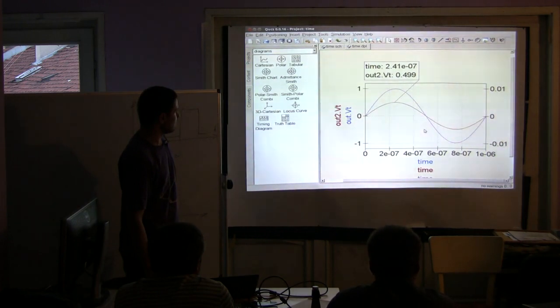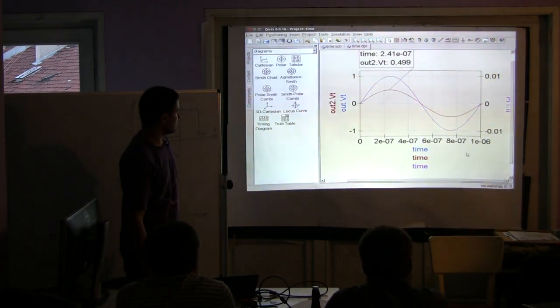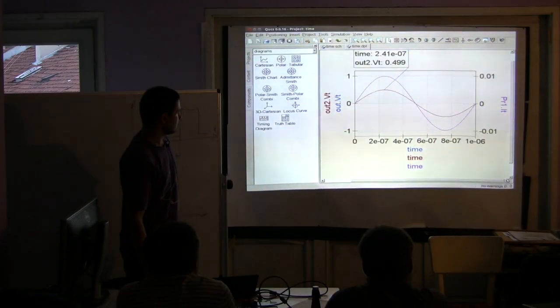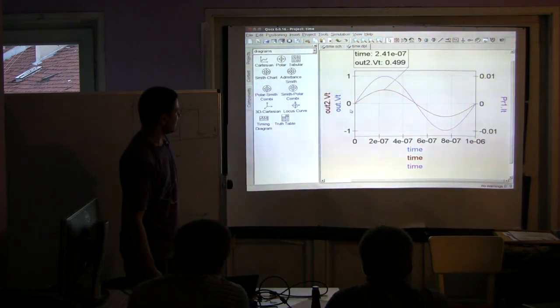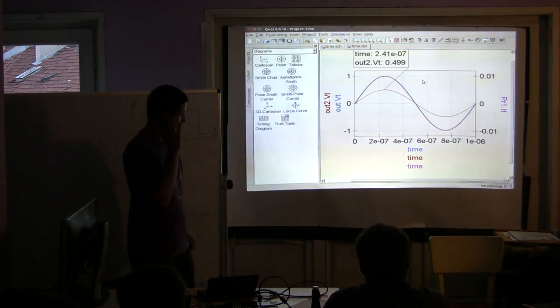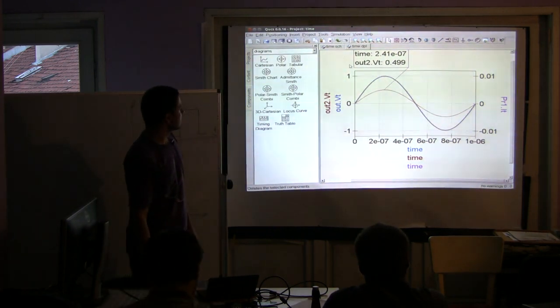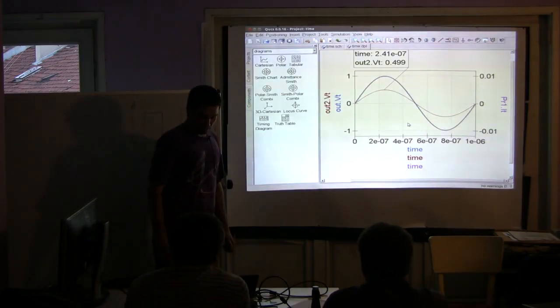So the current flows from, where is it? It's behind the purple line. Yes, they are one over another, because the current follows the voltage source. So this is a passive circuit. It doesn't have anything to affect its parameters.